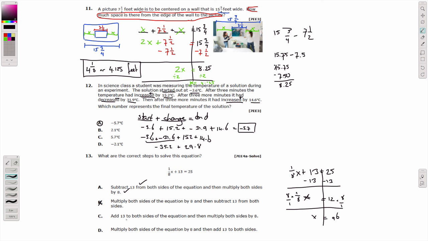Add 13 to both sides of the equation. No, because if I add 13, I've made it even further from 0. If I add 13 to both sides, I'd have 26 on this side. That's far from 0, so I don't want to do that. And the last one, multiply both sides by 8 and then add 13 on both sides. Yeah, again, that's trying to make 1 before making 0. I think it's important to make 0 first and then make 1 as the last step.